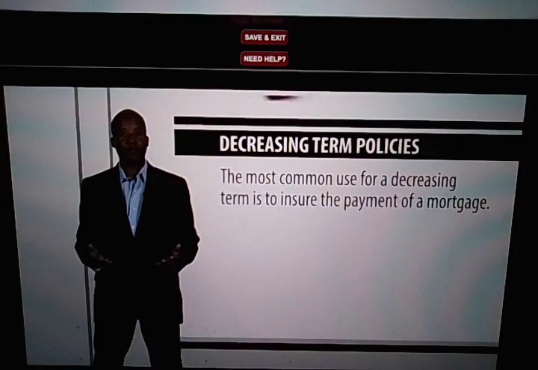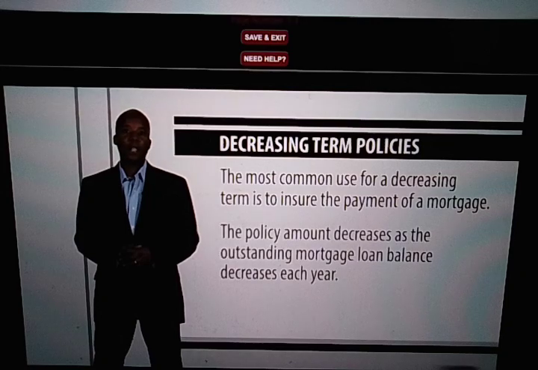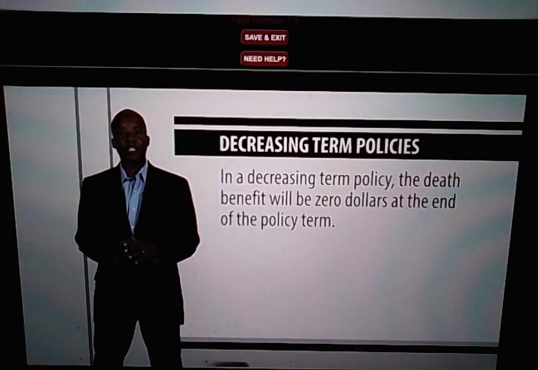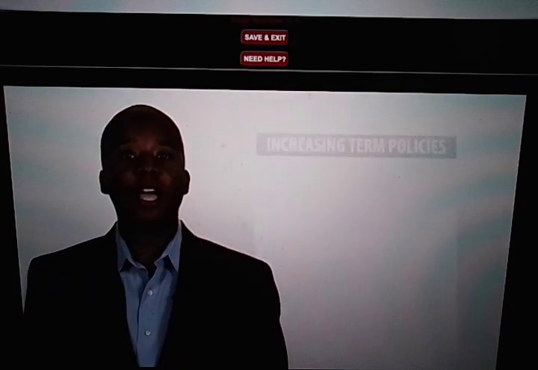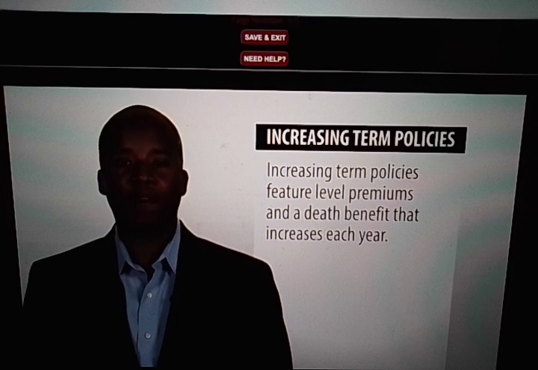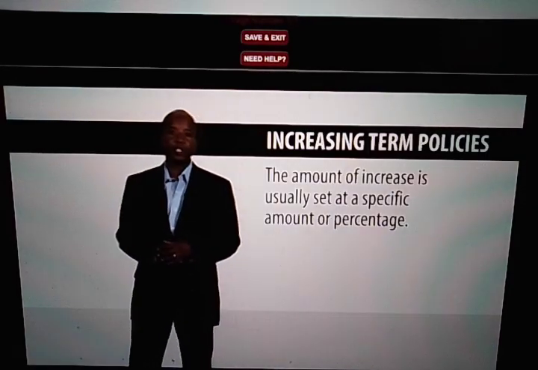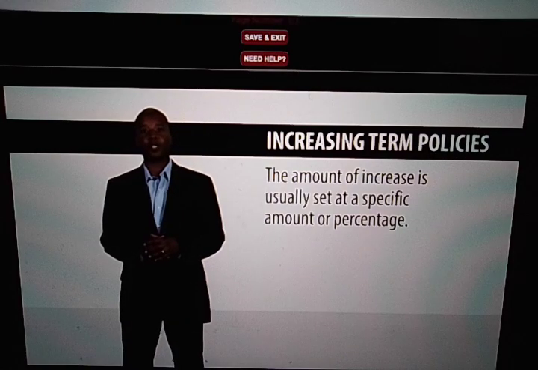Decreasing term policies are primarily used when the amount of protection needs to decrease over a period of time. The most common use for a decreasing term is to ensure the payment of a mortgage. The policy amount decreases as the outstanding mortgage loan balance decreases each year. In a decreasing term policy, the death benefit will be $0 at the end of the policy term. Increasing term policies feature level premiums and a death benefit that increases each year. The amount of increase is usually set at a specific amount or percentage.